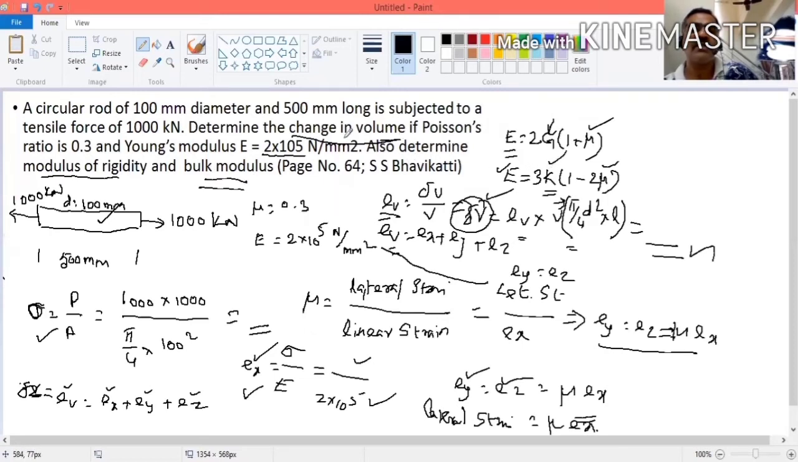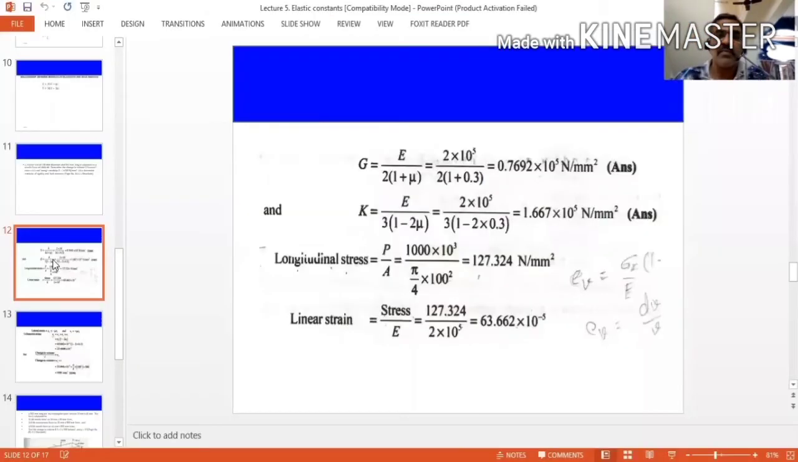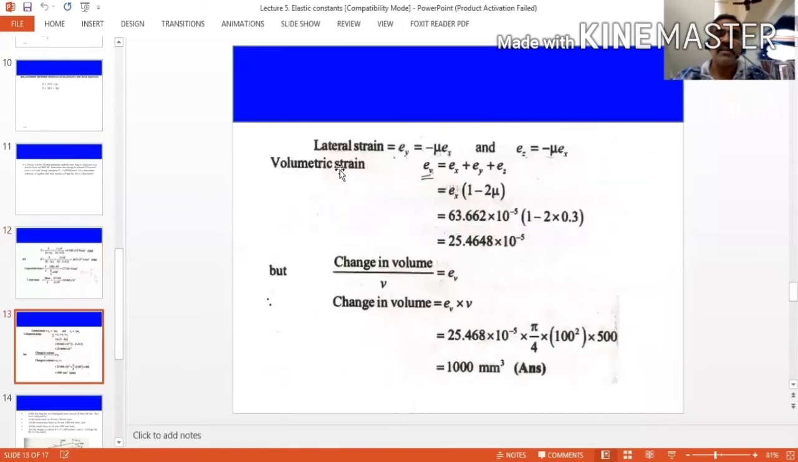Now we calculated change in volume, modulus of rigidity and bulk modulus. This is the way you have to solve this problem. So the answer is given here. Longitudinal stress is equal to load by area, 127.32. Stress is equal to 127.32. Linear strain, that is Ex, is equal to this value, 63.662 into 10 power minus 5. Then lateral strain, Ex into mu.